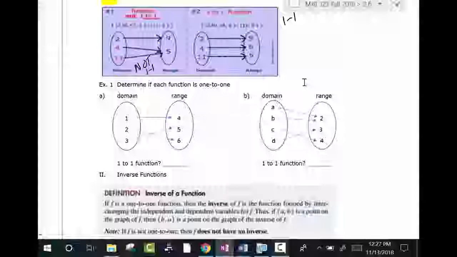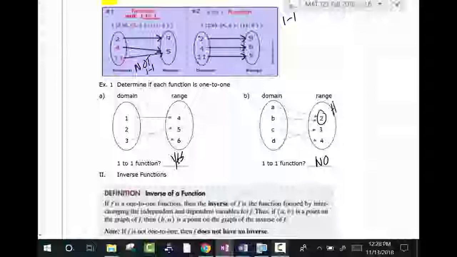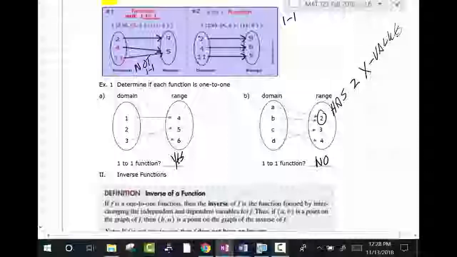So let's do this together. On this one right here, the domain is 1, 2, 3. Range is 4, 5, 6. Do you think that's one-to-one? Yep, it is one-to-one, okay? The 4 has one x. The 5, one x. The 6, one x. So that's good. Okay, how about the next one? That's definitely a no. What causes the problem is this 2 has 2 x's. All right, so that's what makes it not one-to-one. So it's a special kind of function.